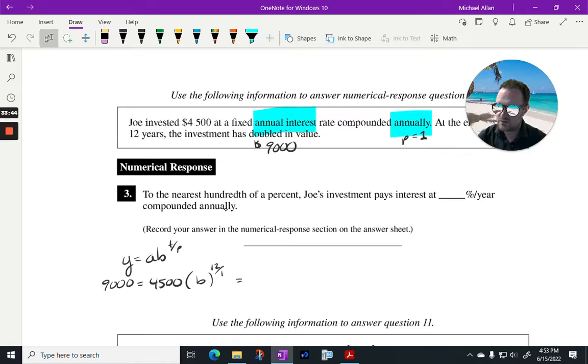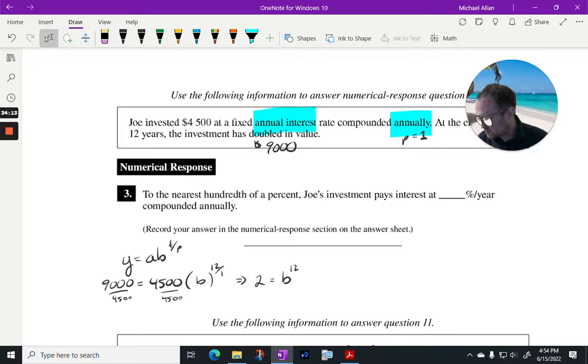Okay, so we start rearranging this. So if I divide over the 4,500 first, I get 2. Okay, so this is a much easier equation to solve. So I just have to solve for b. Now, a couple of different ways to solve for b here. You could take a 12th root. I guess so. You can take the log of both sides. Lots of different things you could do. I would just probably take the 12th root here.